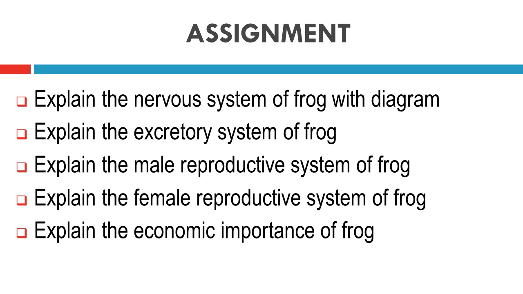So far we have completed this chapter 4, organ and organ system in animals. So far we have completed 2 invertebrates as well as 1 vertebrate. So the 2 invertebrates are earthworm as well as the cockroach, and 1 vertebrate, that is frog, right? Its morphology as well as its anatomy we have completed.